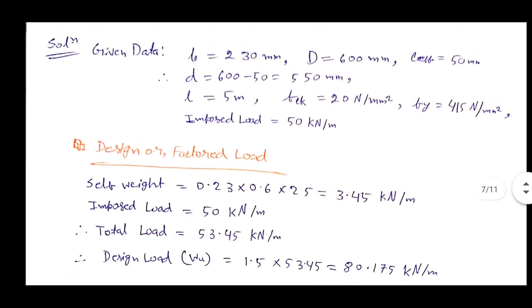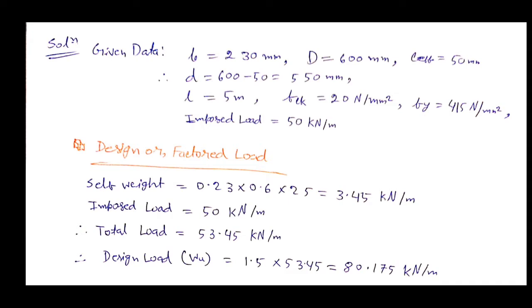To find out the design load, first of all we have to find out the self weight. To find the self weight we multiply the cross sectional area of the beam with the unit weight of RCC. So the cross sectional area is 0.23 meter into 0.6 meter, into the unit weight of RCC, 25 kN per cubic meter, that is equal to 3.45 kN per meter. Imposed load is given, that is 50 kN per meter. That means the total load is 53.45 kN per meter.